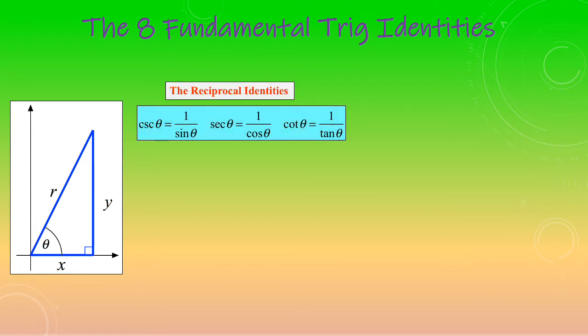The first 3 identities are called the reciprocal identities and are true for any value of theta within the theta's domain. First is cosecant theta is equal to 1 over sine theta, secant theta is equal to 1 over cosine theta, and cotangent theta is equal to 1 over tangent theta. This is no great revelation.